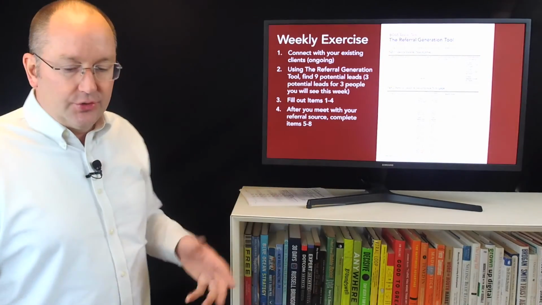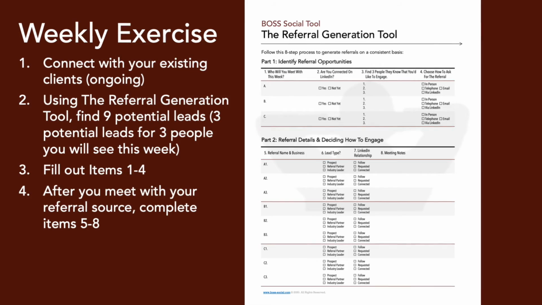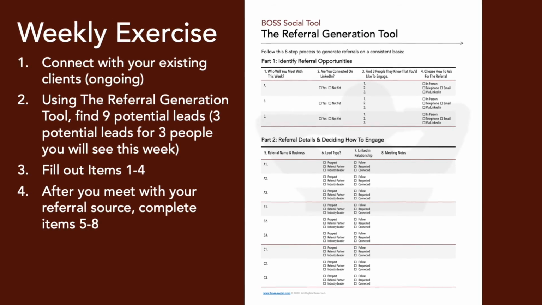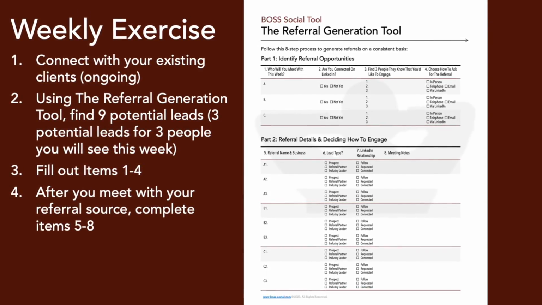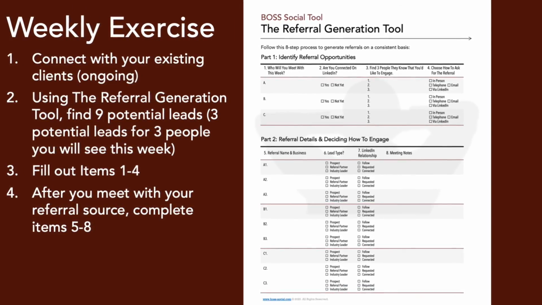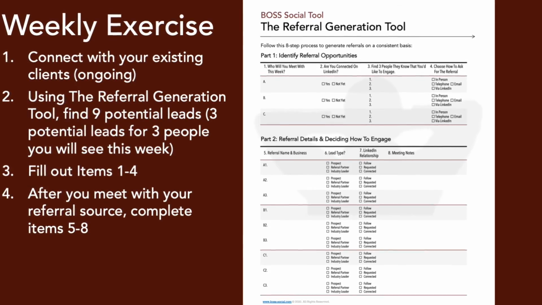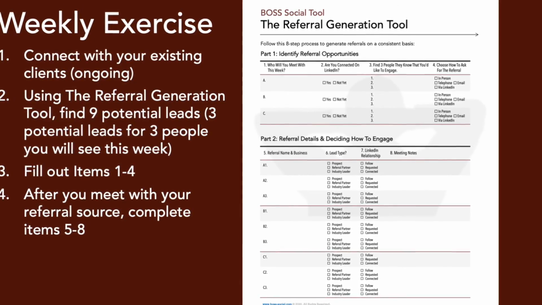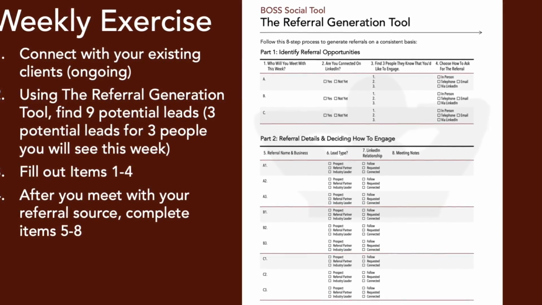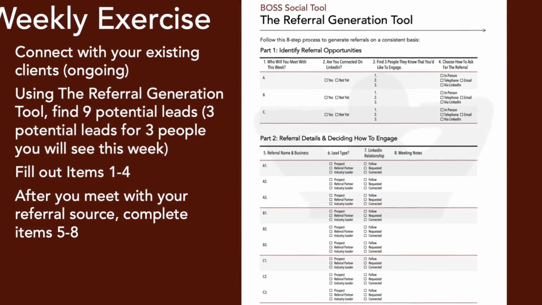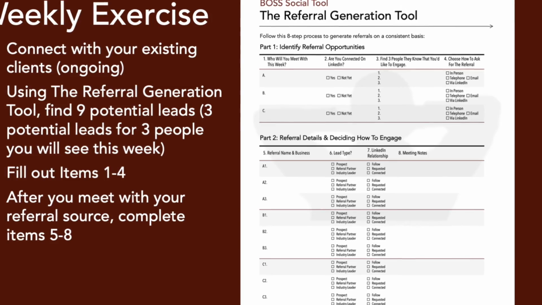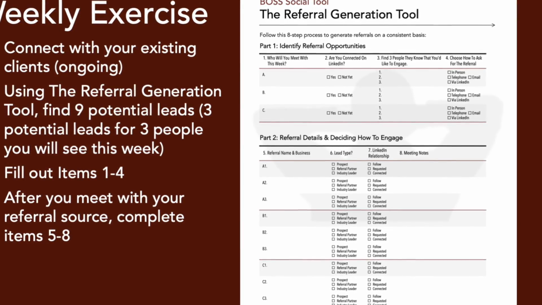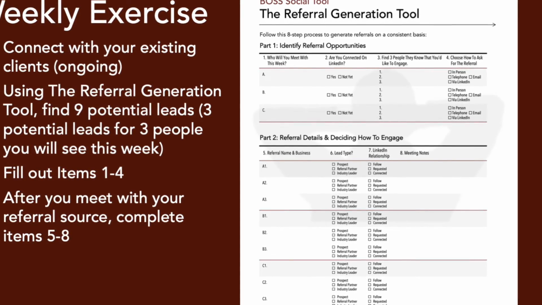So here's your weekly assignment that you'll be doing over and over again once you've learned how to do this. Connect with your existing clients. This is ongoing. Use the referral generation tool. Find 9 potential leads, 3 potential leads for 3 people that you're going to see this week. Fill out items 1 through 4. After you meet with that person, the referral source, complete items 5 through 8. Okay, start doing this. And I'd love to get your feedback on how it's going.